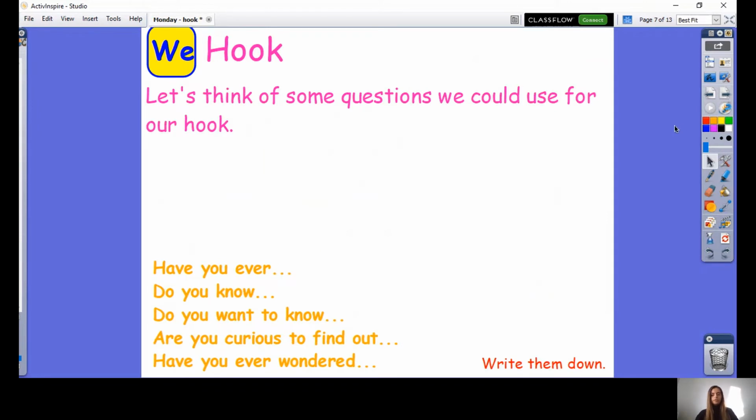Now it's time for us to think of a hook we can use today. Let's think of some questions we could use for our hook. I have some ideas here. Have you ever? Do you know? Do you want to know? Are you curious to find out? Have you ever wondered? Those are the start of my hook.